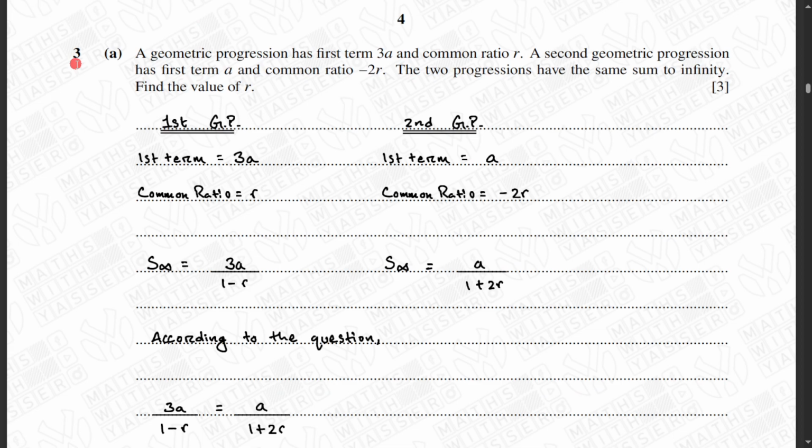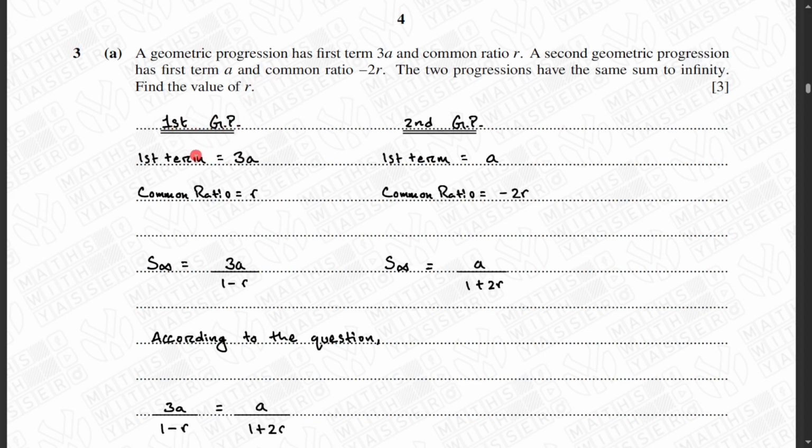Question number 3, part A. It says a geometric progression has first term 3a and common ratio r. A second geometric progression has first term a and common ratio minus 2r. The two progressions have the same sum to infinity. Find the value of r.